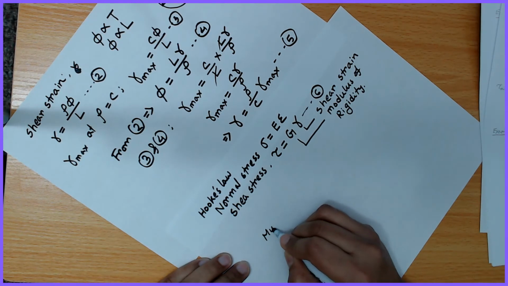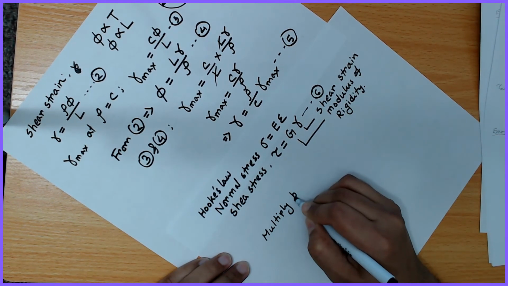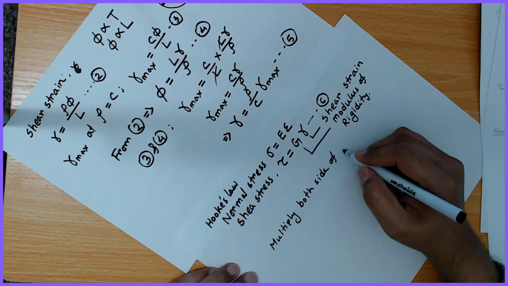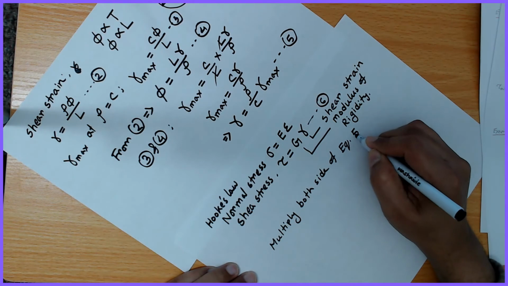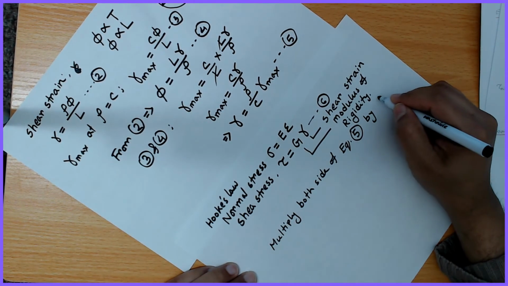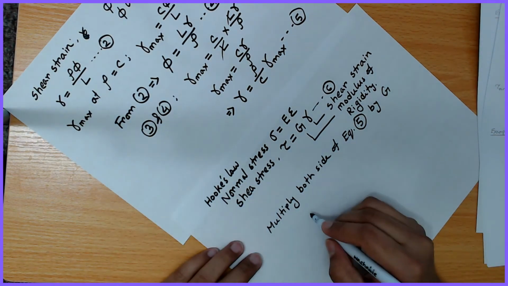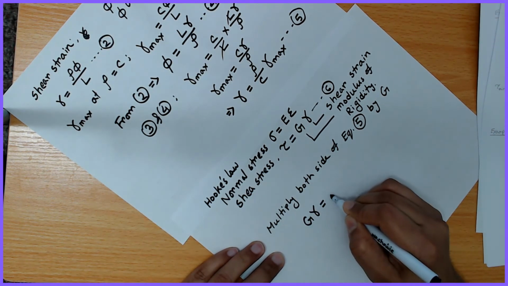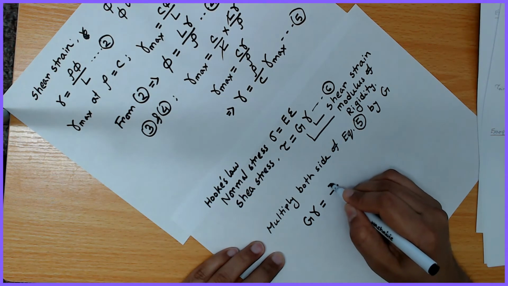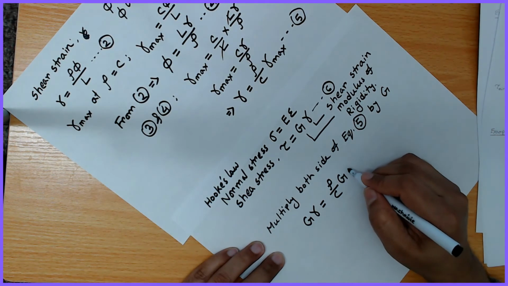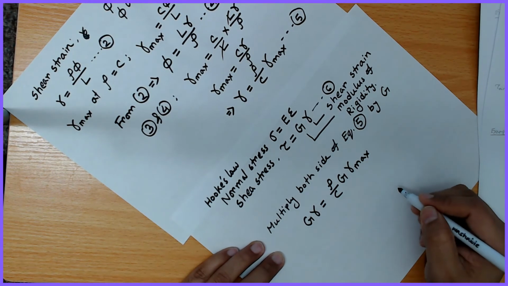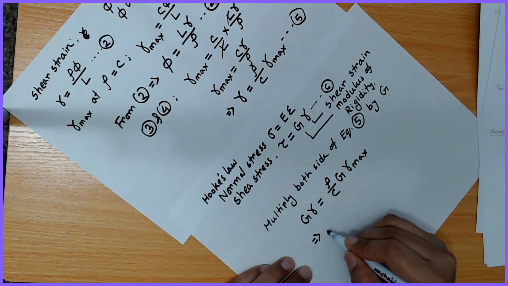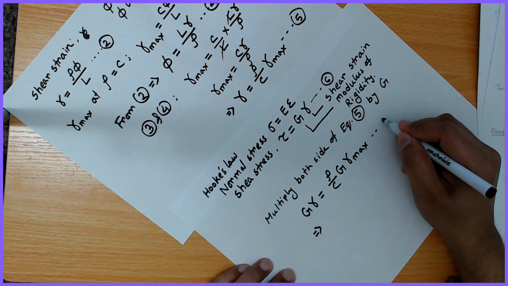So multiply both sides of equation 5 by modulus of rigidity G. We can write that G gamma is equal to rho by C G gamma max. This is my equation number 7.